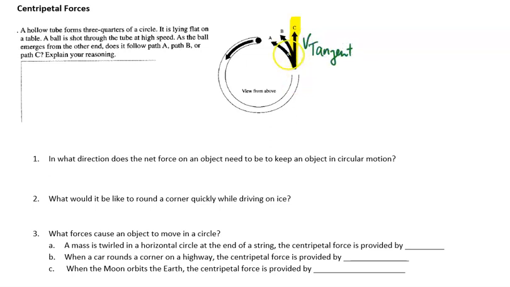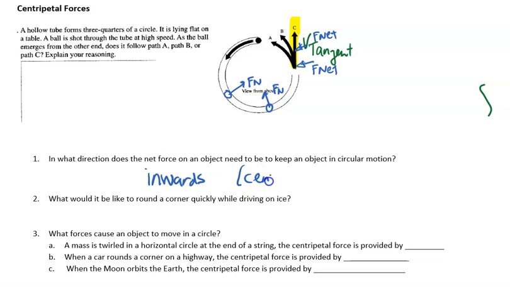The reason it's going to go C is because there's no force of the wall pushing it inwards to keep it moving. So when we think about forces, in what direction does the net force need to be to keep an object in circular motion? The net force needs to be pointing inwards. So the F net needs to be pointing inwards on this object so that it keeps moving in a circle. When this ball is in here, there is the normal force pushing it inwards to keep it moving in a circle. So net force to keep an object moving in a circle needs to point inwards, and inwards, again, is centripetal, or center seeking.